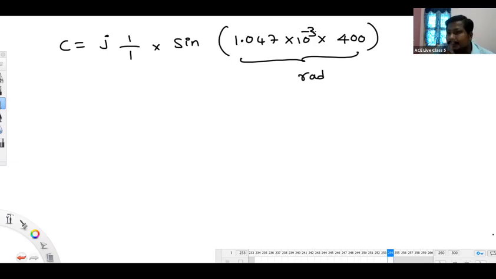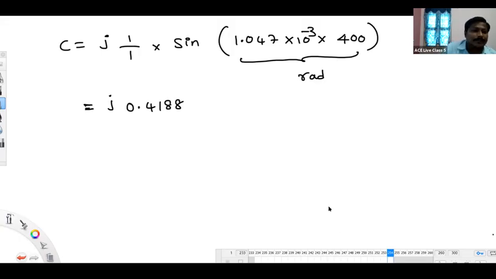Be clear about this angle. Whenever you are finding sine or cosine of some angle, kindly check whether that angle is given in degrees or radians. Here this angle is in radians. Tell me, how much is this C? Anybody calculated C? 0.4188 j per unit.